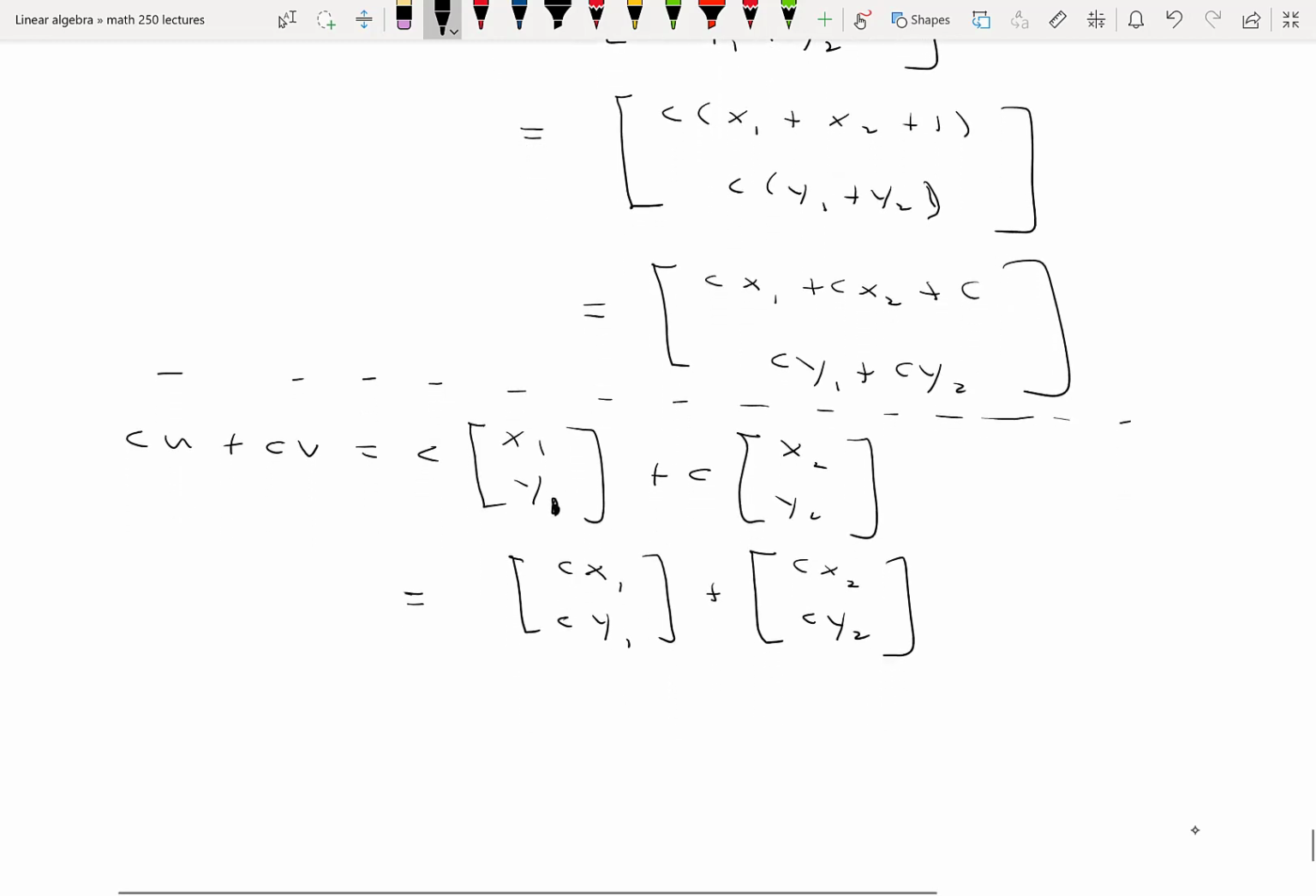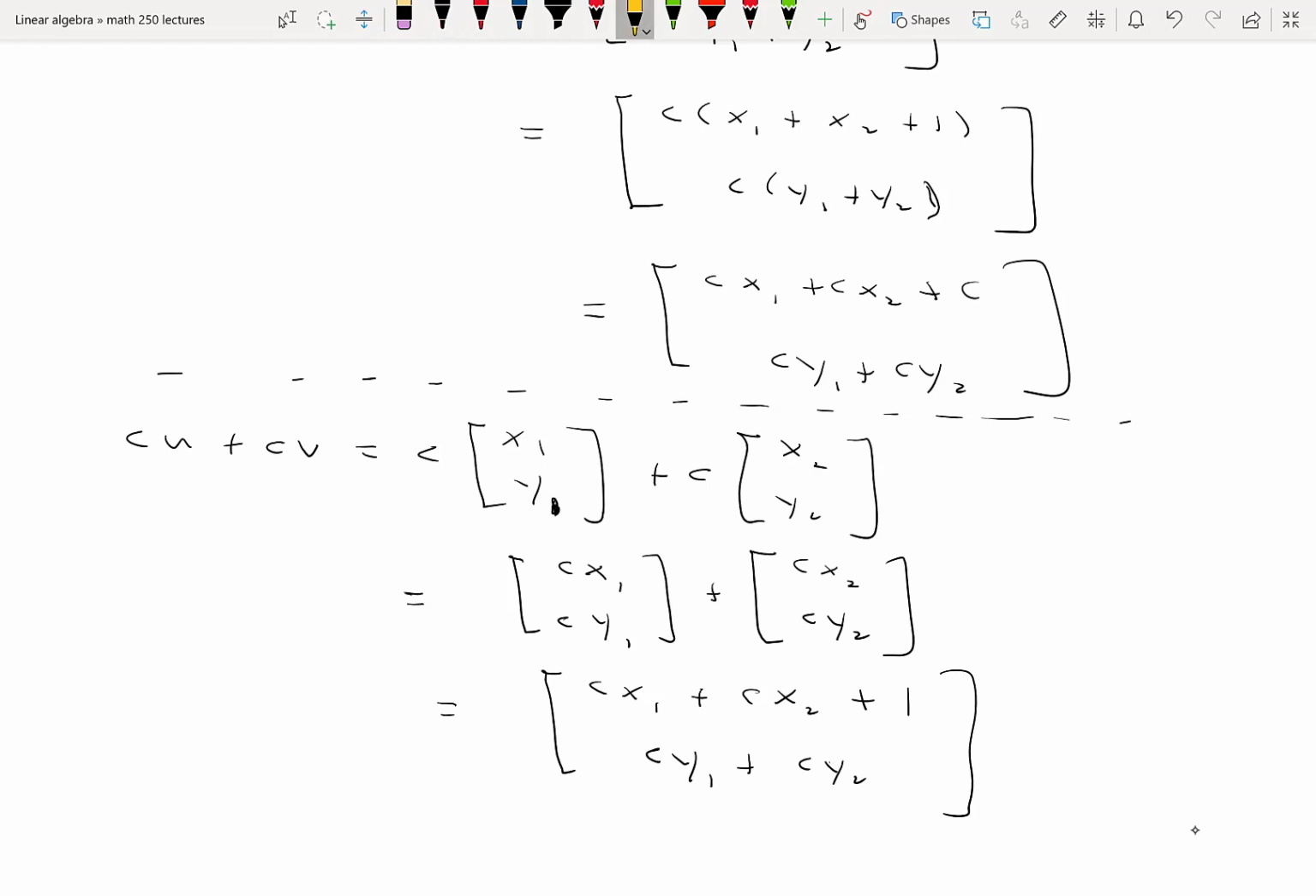So now let's add these two vectors. This is Cx1 plus Cx2 plus how much? That's a problem. The second entry is not a problem. That's a problem. Not equal.